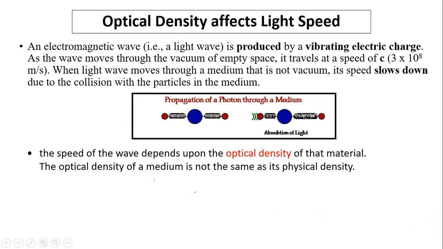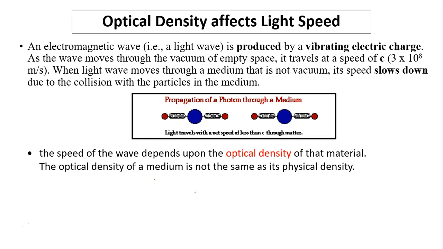Optical density affects light speed. An electromagnetic wave is produced by a vibrating electric charge. As the wave moves through the vacuum of empty space, it travels at a speed of c. When a light wave moves through a medium that is not vacuum, its speed slows down due to its collision with particles in the medium. So the speed of the wave depends on the optical density of that material.